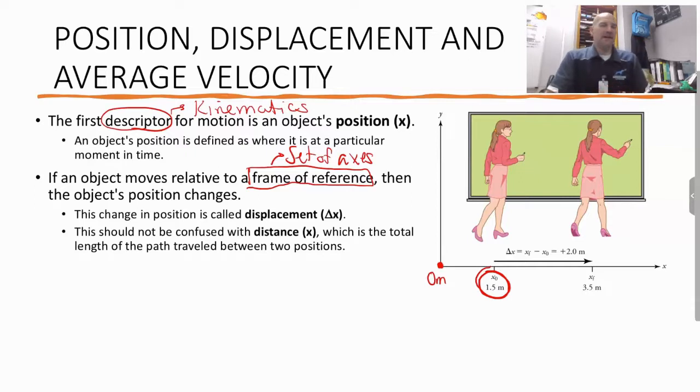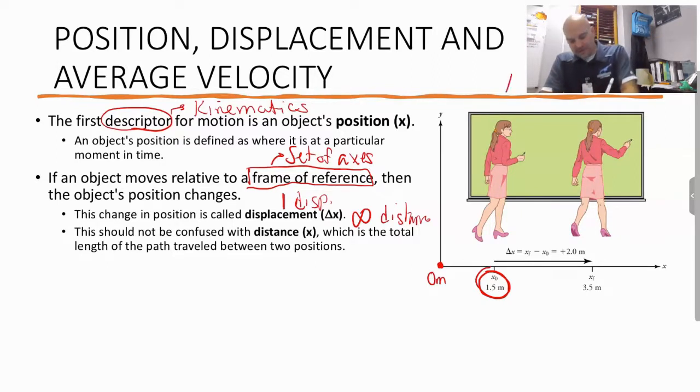Once her position changes, she is now displaced. So displacement is defined as change in position. From a Physics 1 course, you may also have talked about distance. Don't confuse this with distance, which is simply the total length between the two points. There is only a single displacement, but there is an infinite distance that can be traveled, because you can always add one twist or turn along the way.